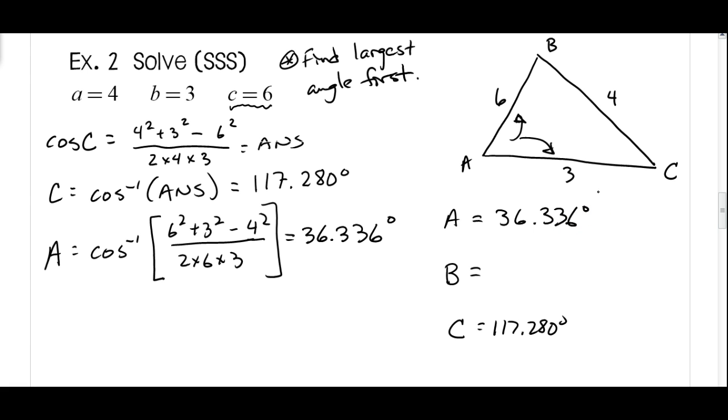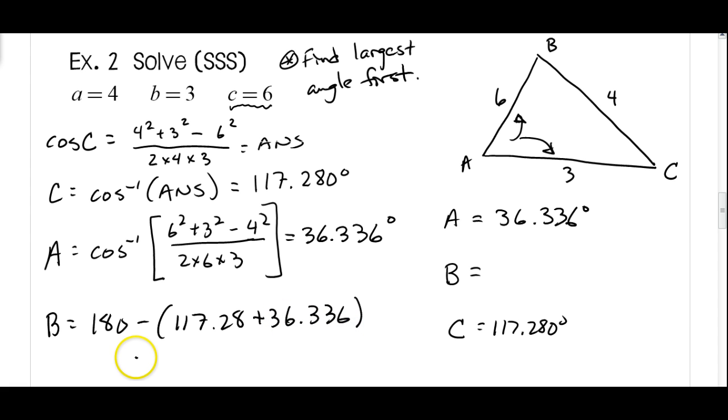So I've got 36.336. And then to find angle B, I'm just going to subtract the two angles that I know already from 180, because I know the three angles of a triangle add up to 180. And this should give me 26.384 degrees. So we've got 26.384 degrees. Again, if you have any questions, take the time to pause the video and write them down and ask me the next time you see me.